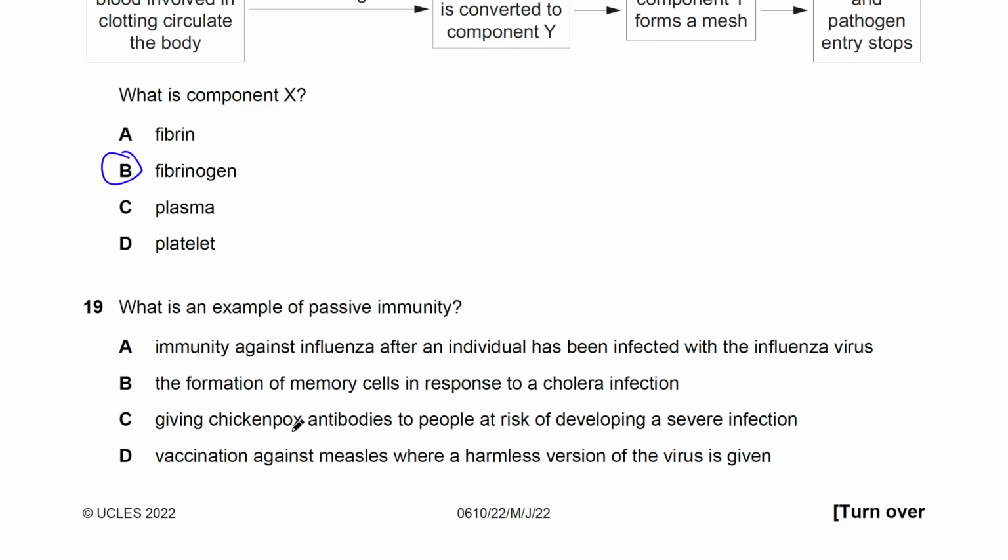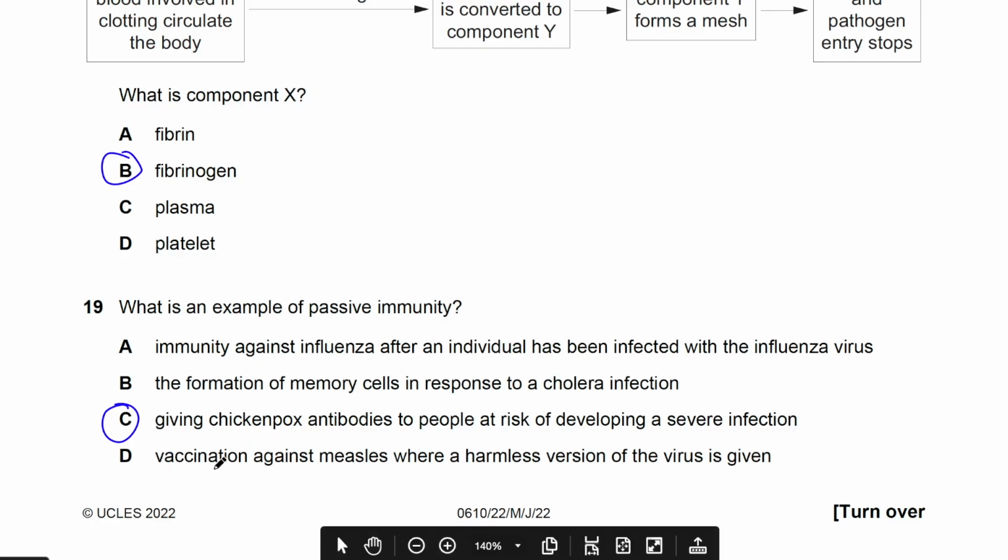C. Giving chickenpox antibodies to people at risk of developing severe infection. That means we are giving them, it's ready. C is the right answer, but let's check with D. Vaccination against measles where a harmless version of the virus is given. That means this is active, so the only passive immunity is C.